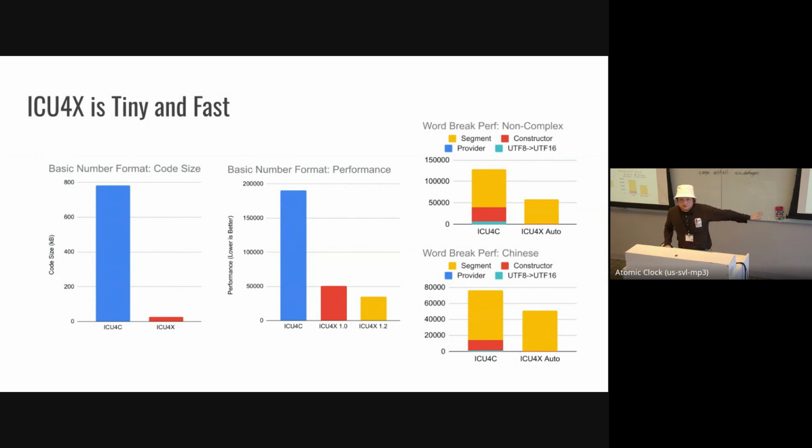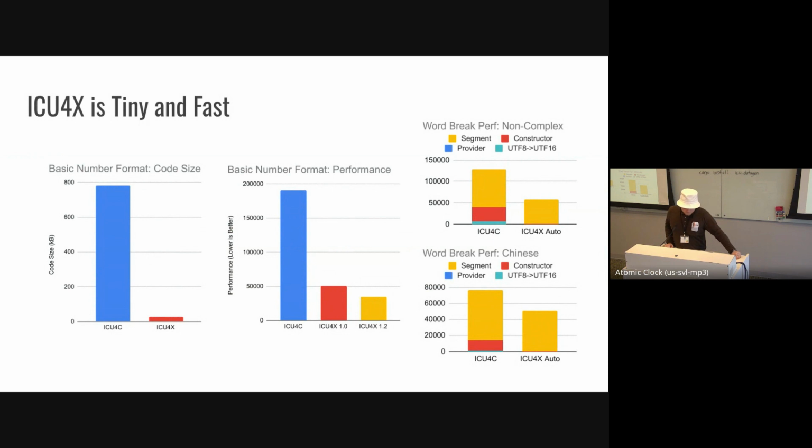A totally different question, and I apologize for monopolizing things a little bit, but you came back to this slide, and it looks like ICU4X has some pretty big advantages, both in terms of performance and in terms of code size. Where is that advantage coming from? What is ICU4X doing that ICU4C isn't? And can we carry some of those learnings back to ICU4C?